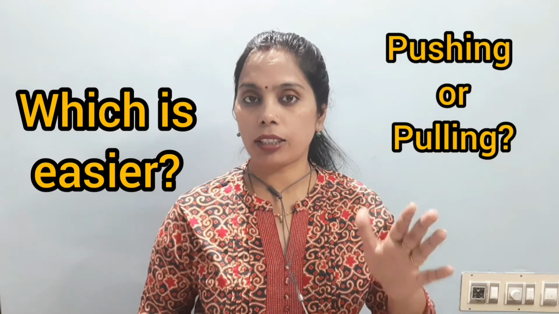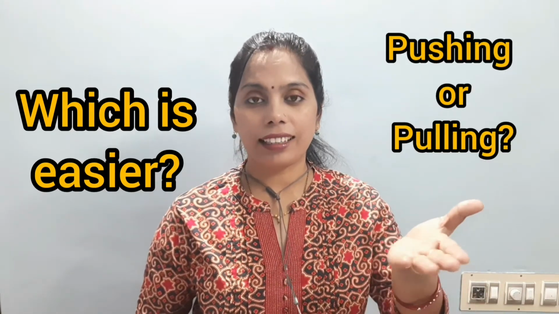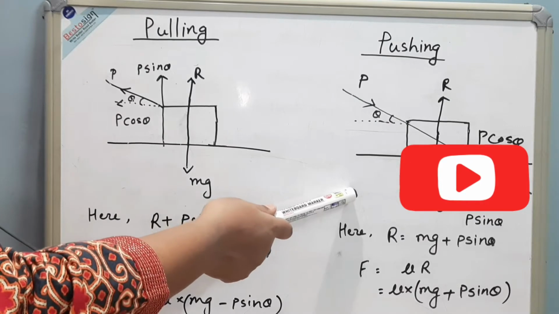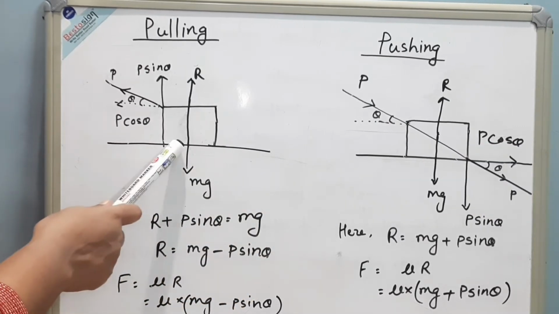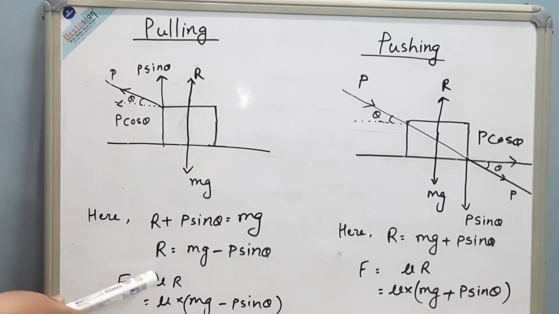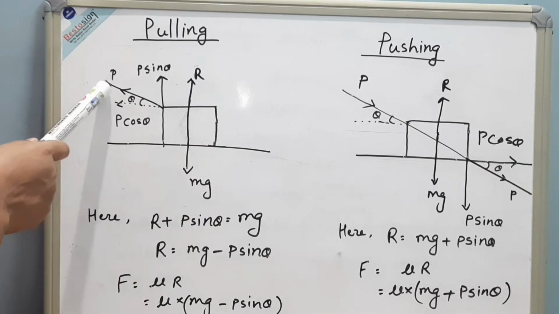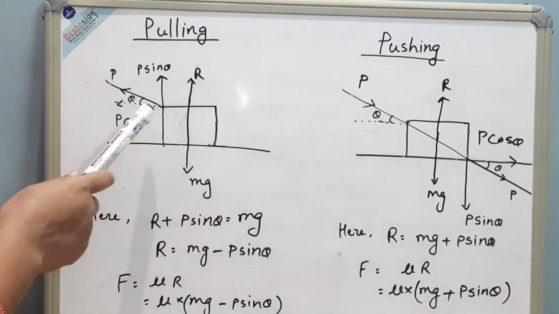Friends, do you know which is easier, pushing or pulling? Yes, it is pulling. You know why? I'll tell you. Let us come to the board. This is pulling and this is pushing. In both cases, the same object and the same surface are there, so the coefficient of friction mu will be the same. The same force P is working in both cases.